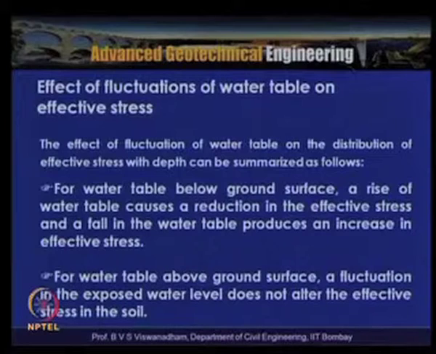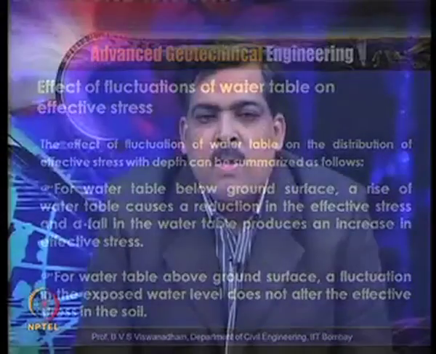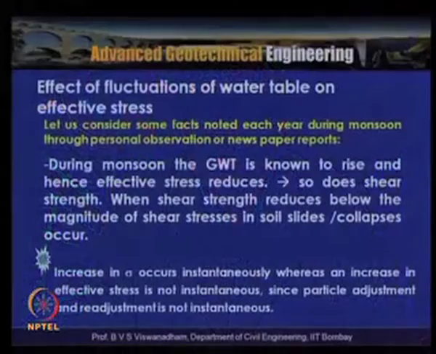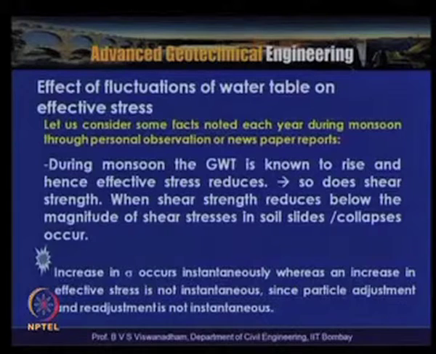So for water table above the ground surface, fluctuation in the exposed water level does not alter the effective stress in the soil. That is what we have actually discussed in previous slides. So during monsoon, the groundwater table is known to rise, and hence effective stresses reduce. So does shear strength. When the effective stress reduces, when volume changes take place in the soil sample, the shear strength also reduces. When shear strength reduces below the magnitude of the shear stresses in soil, then sliding and collapse occurs.